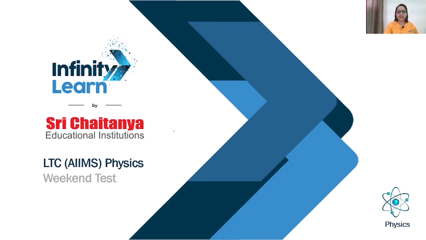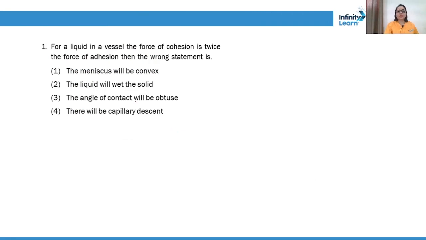Let's start weekend test 4 physics part AIIMS question paper. So question number 1 is: for a liquid in a vessel, the force of cohesion is twice the force of adhesion. Then the wrong statement is.